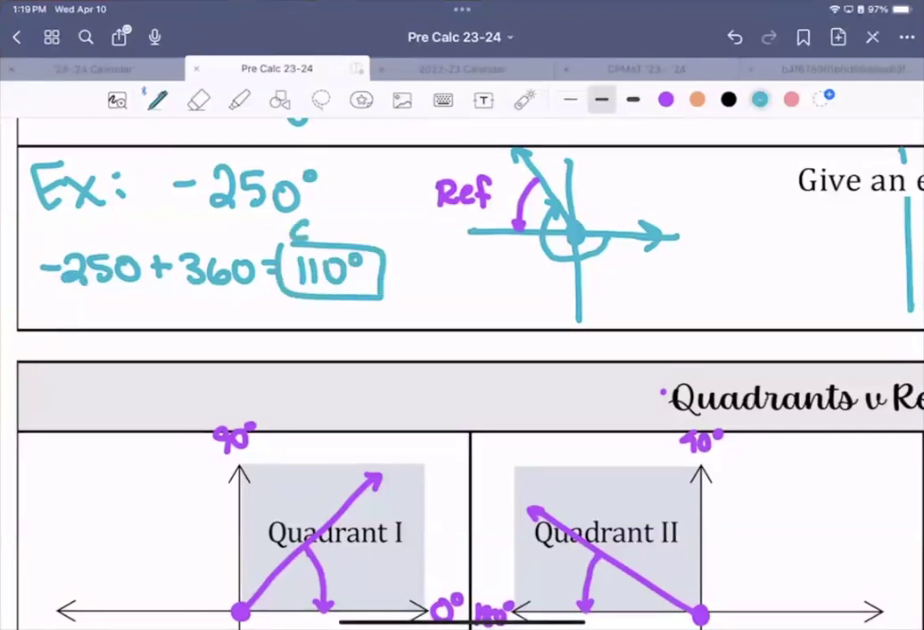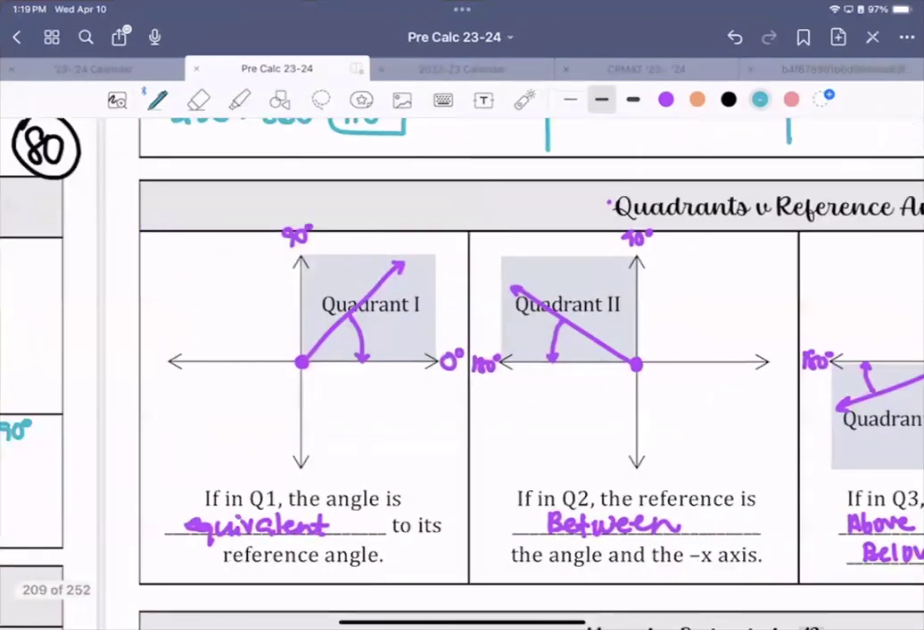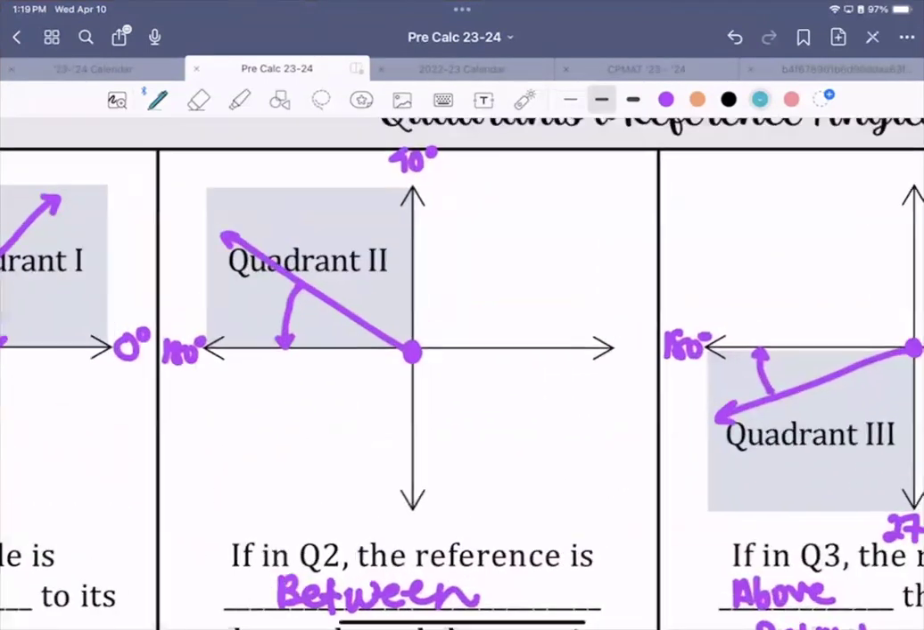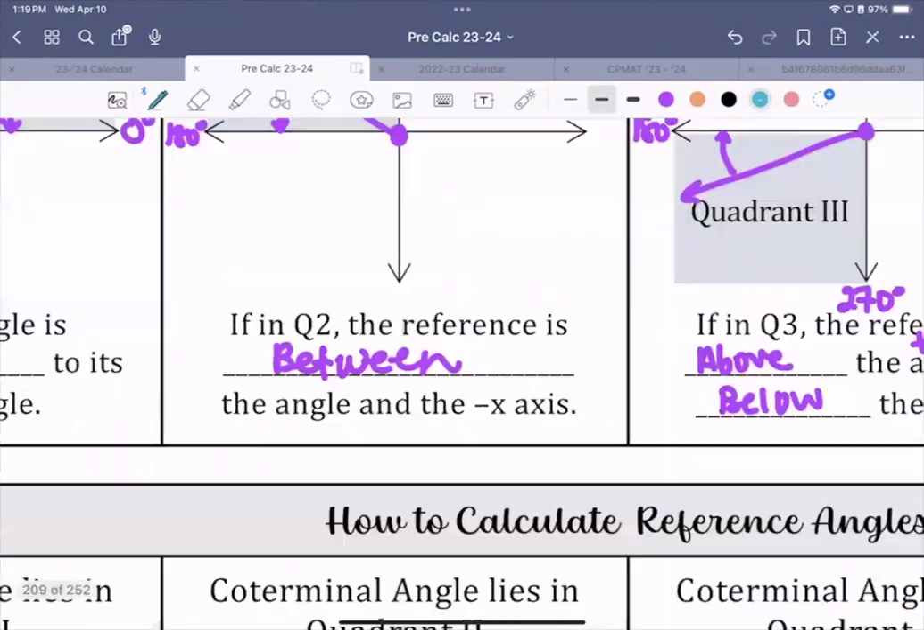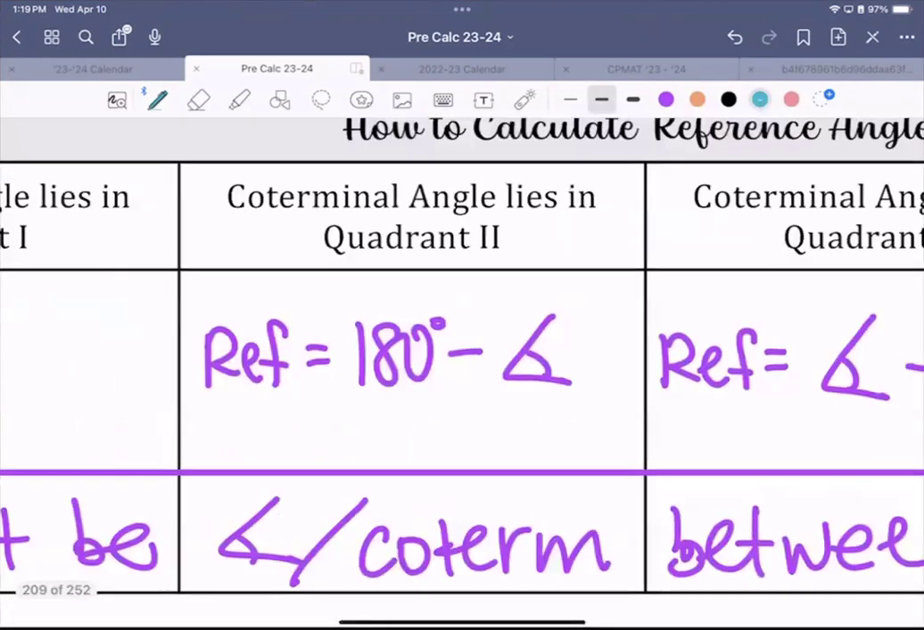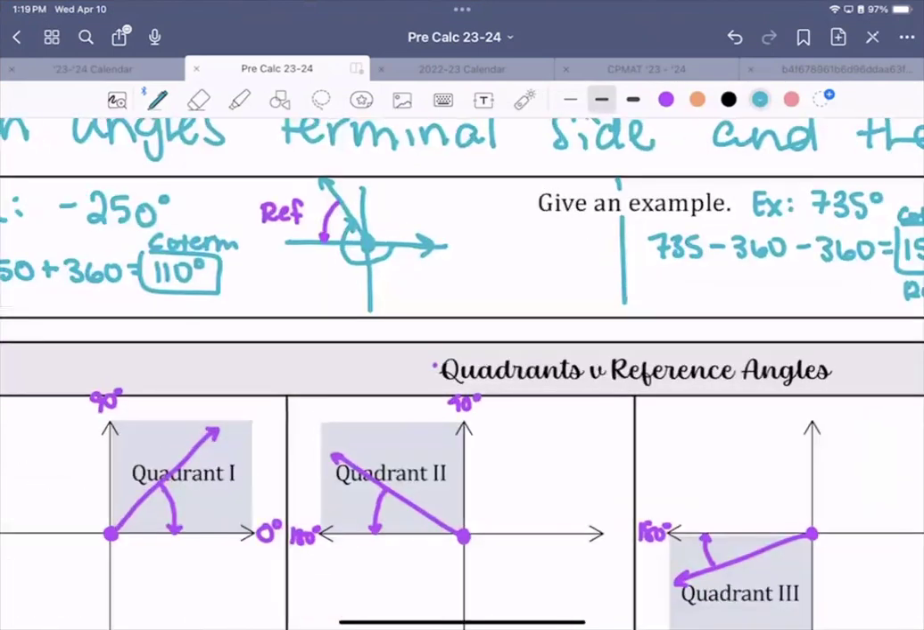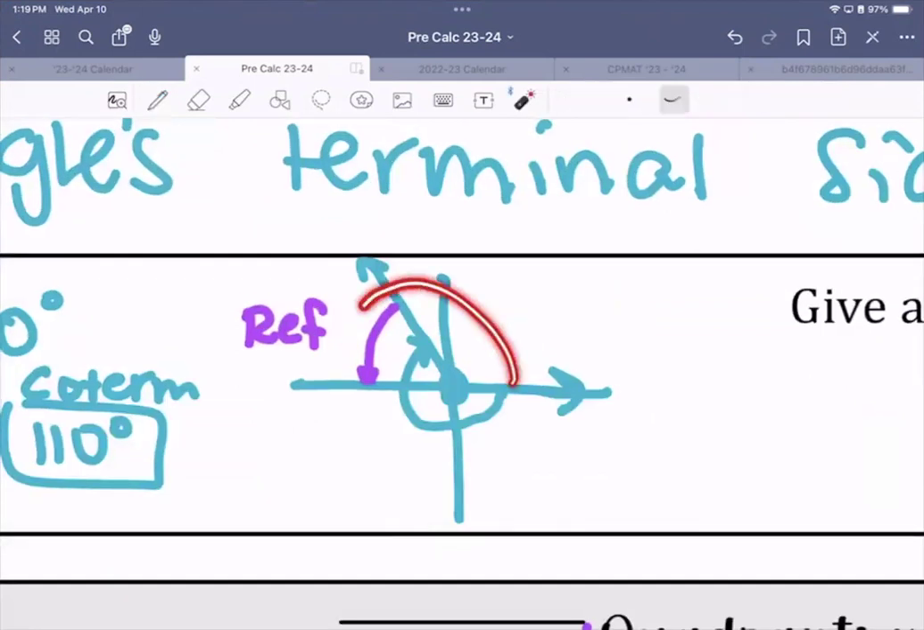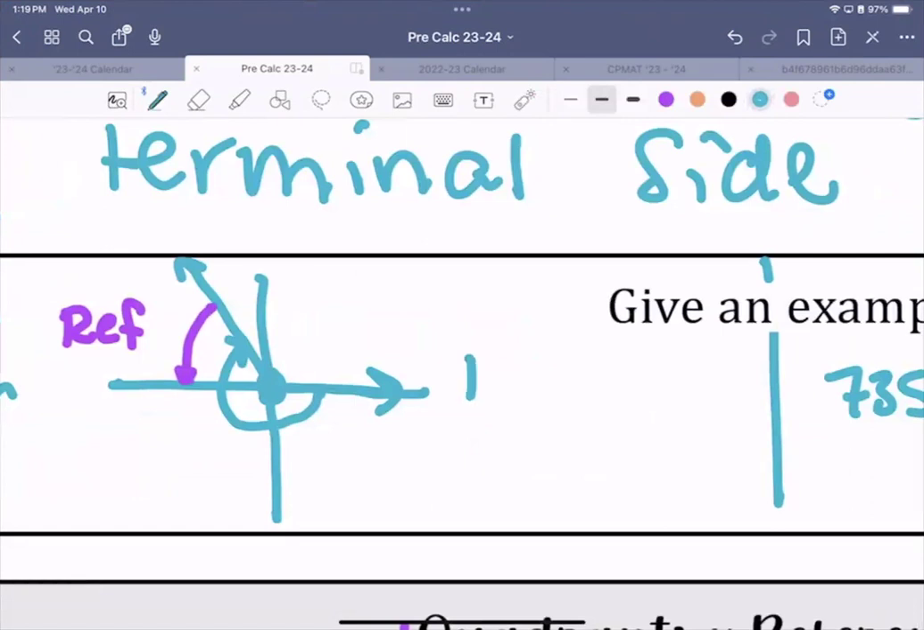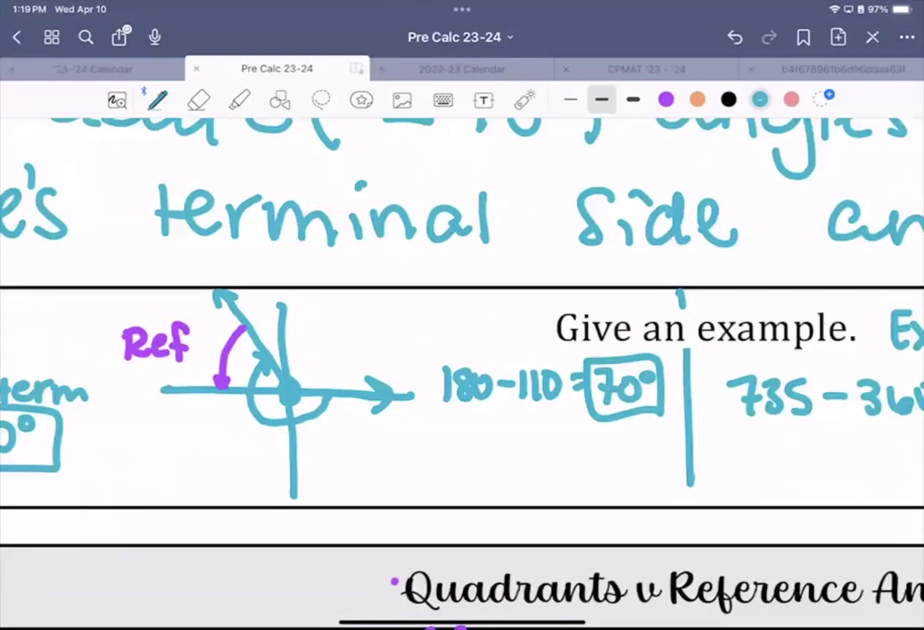So this is my coterm. And now I will look, see which quadrant that's in. And that's right here between 90 and 180. So according to my paper, remember to do that one, what we're going to do is we know this is 180. We know we went this far because that's our 110 if we were just doing the coterminal angle. So I subtract 180 minus my 110, and that gives me my reference angle of 70 degrees.